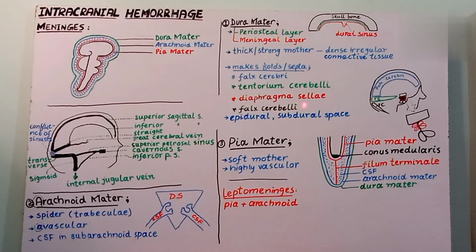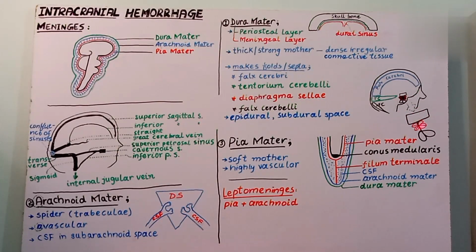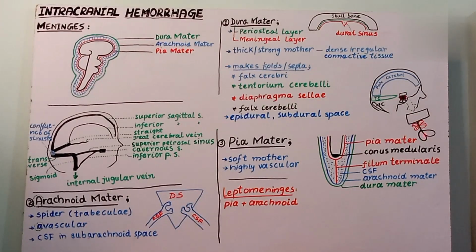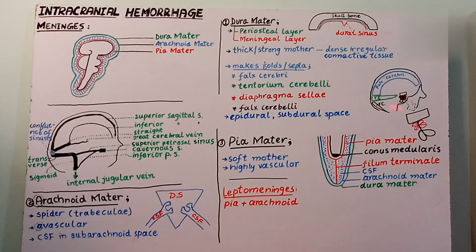Next is the diaphragma sellae. It is actually present here, as I elaborated there. The red one is the diaphragma sellae. It is surrounding the pituitary stalk. Actually, this is the hypothalamus and these two are the pituitary glands. The connecting structure of these two is the pituitary stalk, this black line, and the diaphragma sellae is actually surrounding the pituitary stalk.